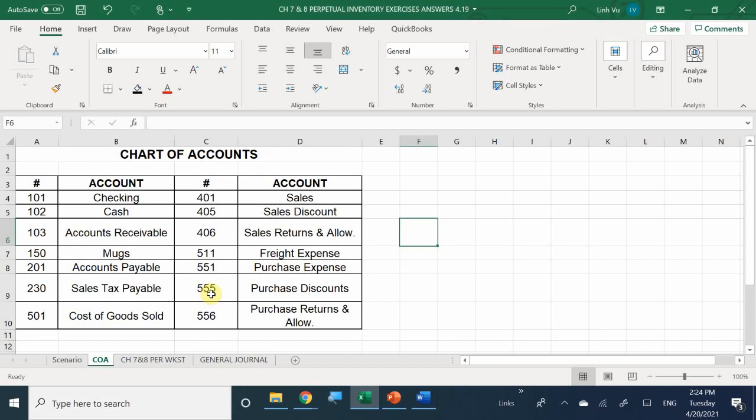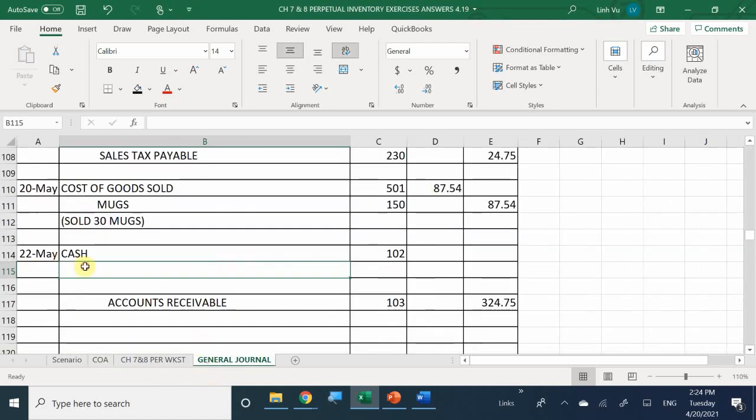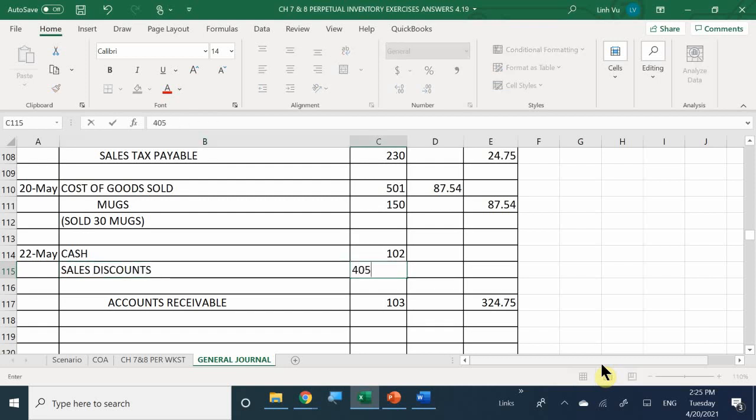Okay, so sales tax is 405. I'm sorry, sales discount is 405. So that's the first thing we have to recognize: he gets a discount because he's paying within terms. So 405, which we recognize to be 30 off the 30 mugs at $10 each. He gets to take a 10% discount.